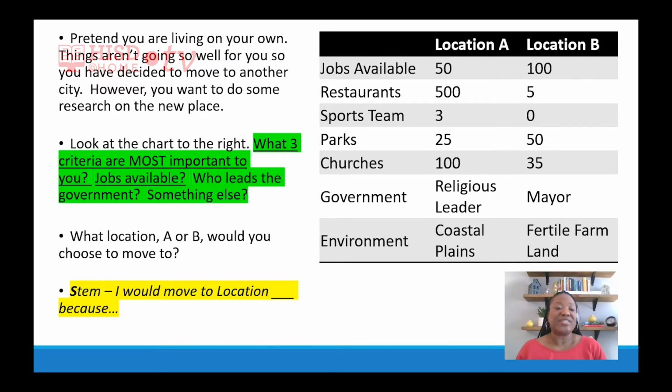What type of environment is in this location? I have provided a stem for you. What I want you to do is tell me what location, A or B, would you move to? And then use your stem to complete your sentence. I would move to location, choose A or B, because, and I want you to fill in the blank. Tell me why you would move to that location. I'm going to give you about 3 minutes to come up with your decision. Which place would you move to? Location A or location B?